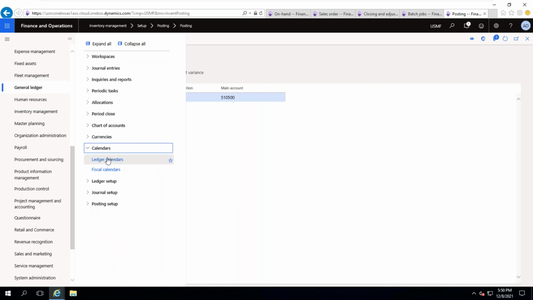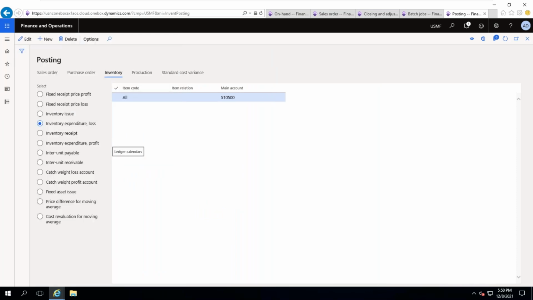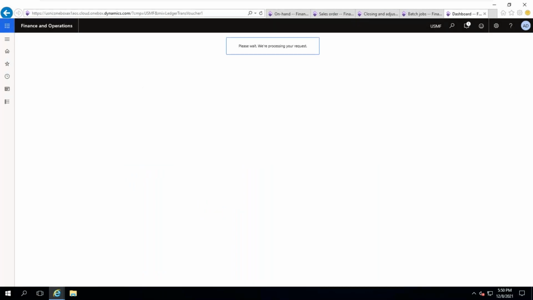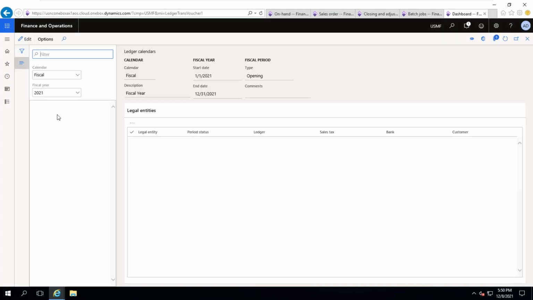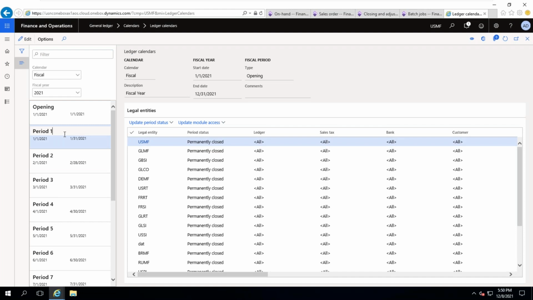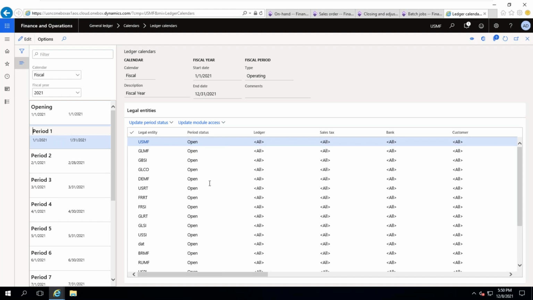Definitely it is required here. Ledger calendars, that is the finance part. Here, if you look at this one, it is mandatory. Finance part. Here also we have open status.